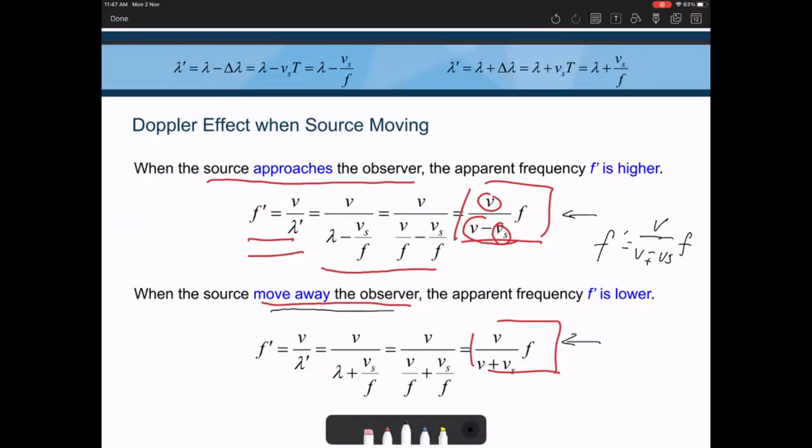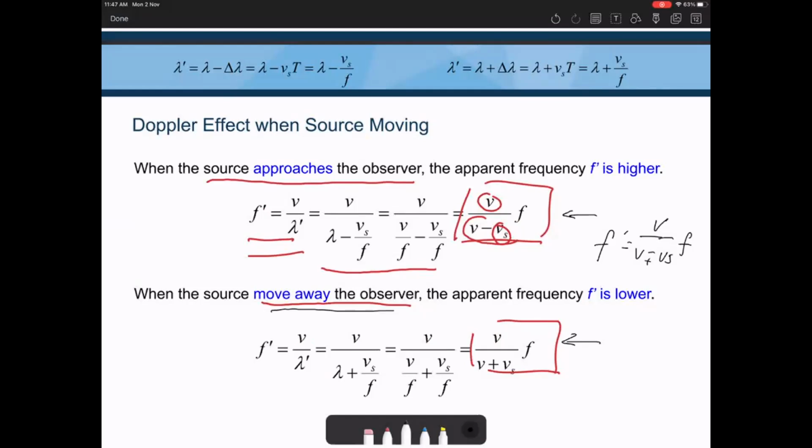V is the speed of sound. Vs is the speed of the source. The minus sign here corresponds to the source approaching the observer. The plus sign means the source is moving away from the observer.